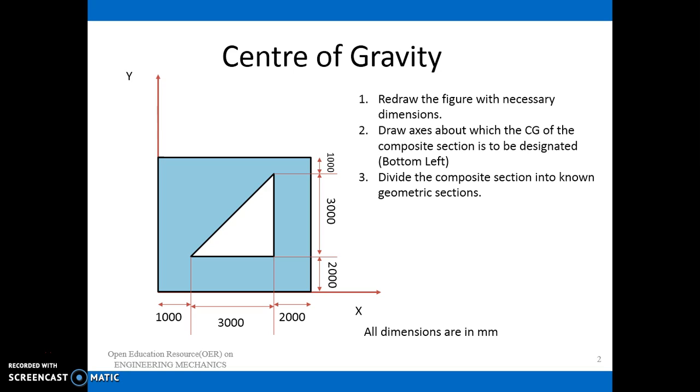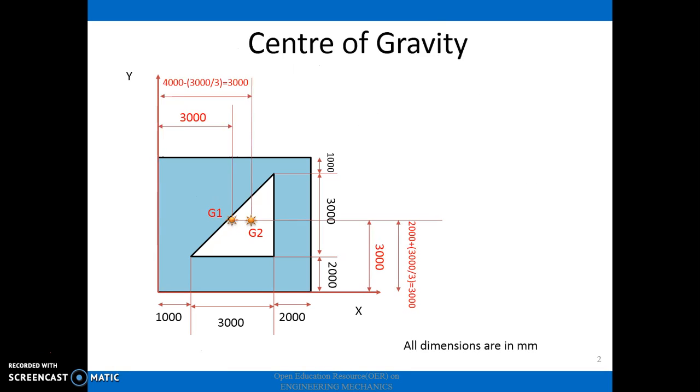And the last but not the least is to divide the composite section into simple geometries. Here we have two different geometries, so we'll name them 1 and 2. The first section is a square section, and the second is a right angle triangle. Next, we will individually locate the center of gravity of these sections. As you can see, I have located them as G1 and G2.